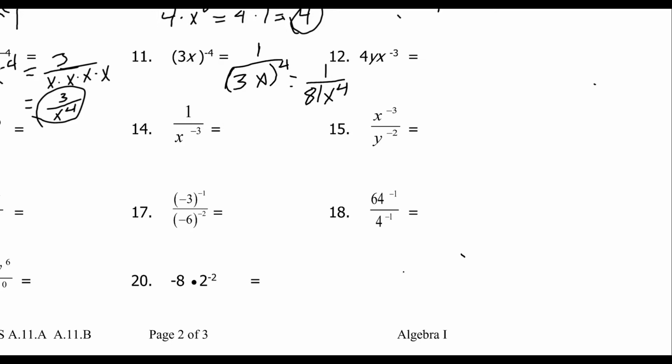Alright, so number 12. What do y'all think is going to go in the top? What do you think is going to go on the bottom? The only thing that's going to go into the bottom is the x to the third. These have positive exponents of 1 and 1. So that's 4y over x to the third.